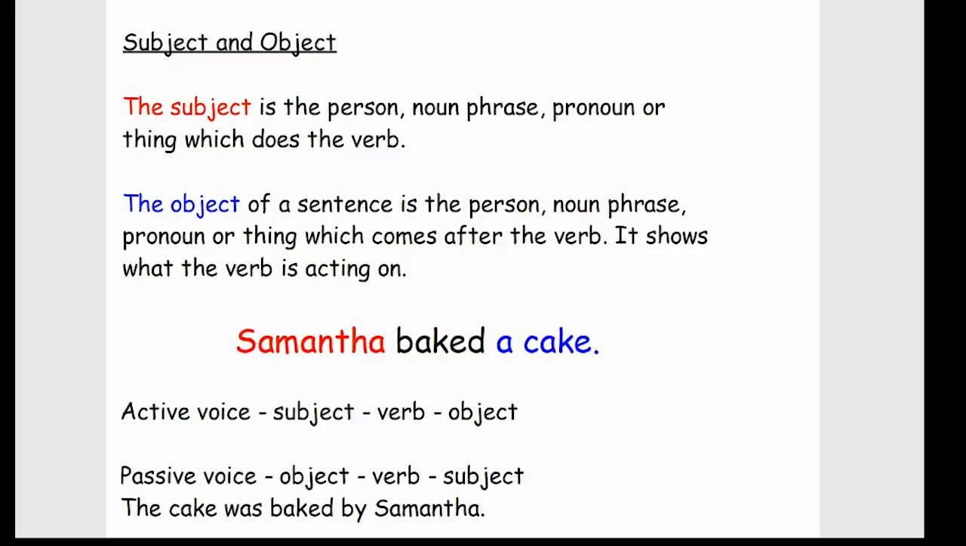So in this short sentence here, "Samantha baked a cake." Samantha is my subject. She is the person who is doing the action, which is baking. And the object is the cake. That is the thing that she is making. When we look at sentences which are in the active voice, it will go in the order of subject, verb, and object. Whereas if a sentence is in the passive voice, the object would usually go first. So, "The cake was baked by Samantha."